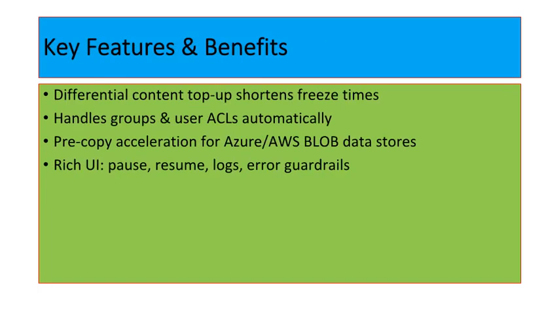CTT automates difficult content migration tasks. It handles user and group ACLs, provides pre-copy acceleration for binary data, supports pause/resume, and logs every action. Differential top-ups minimize downtime, and the tool is designed for reliability and scale.